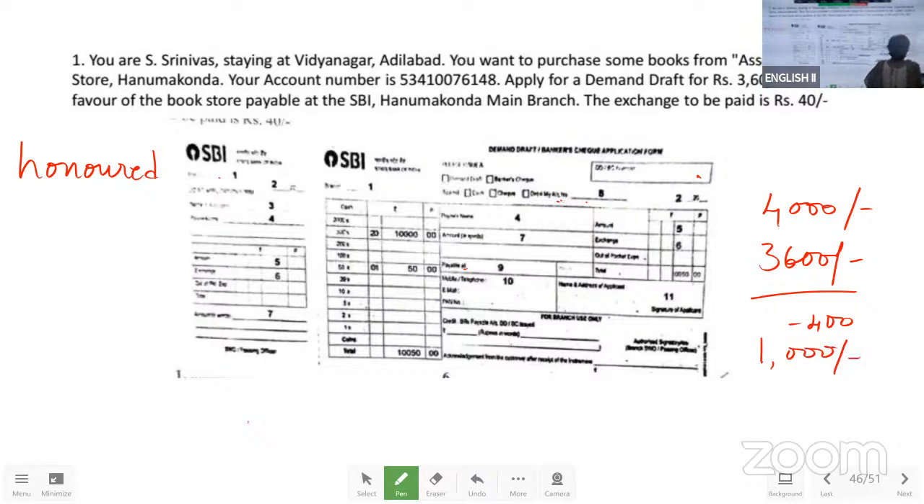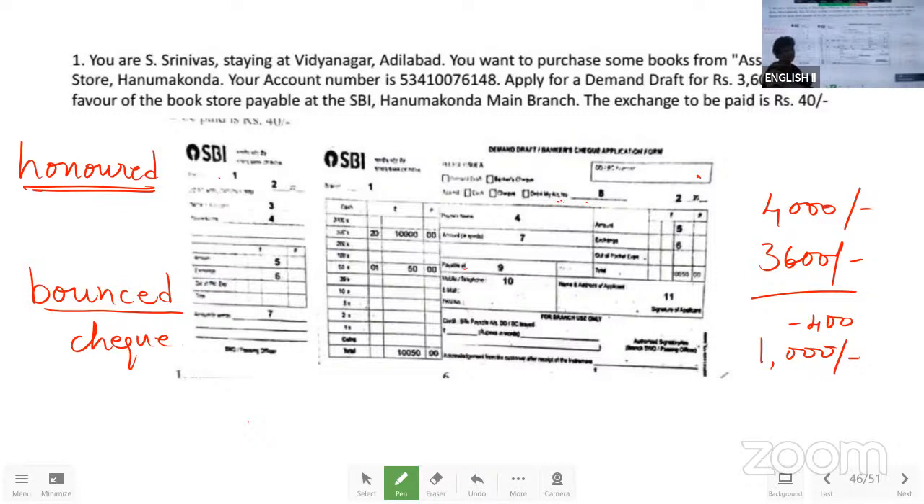So you think they'll keep back a little amount and pay you 3,000? No. They will return back the check saying that there is not sufficient funds in the account, and that's why they are returning it. And when they return it, it is known as a bounce check. The check which is not honored is known as a bounce check. And that's the reason why they ask you to send it by a demand draft. And that is why exchange is taken.